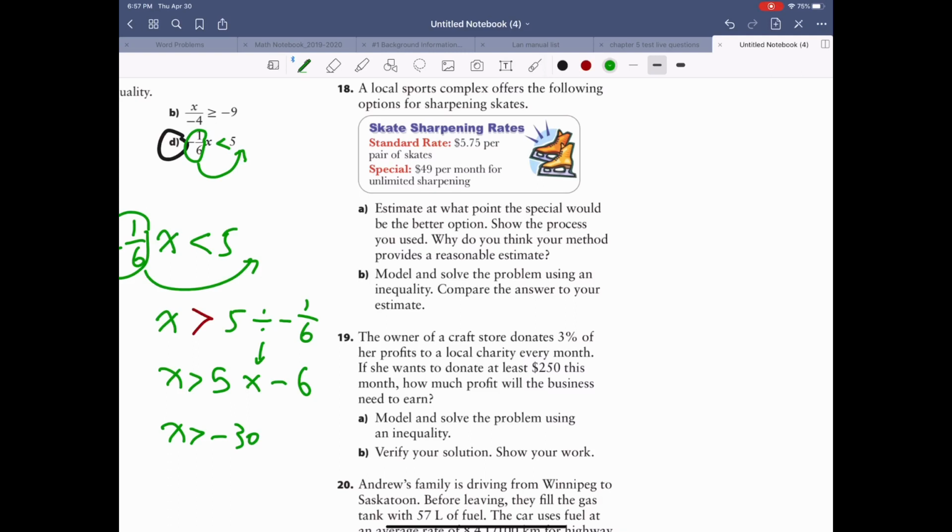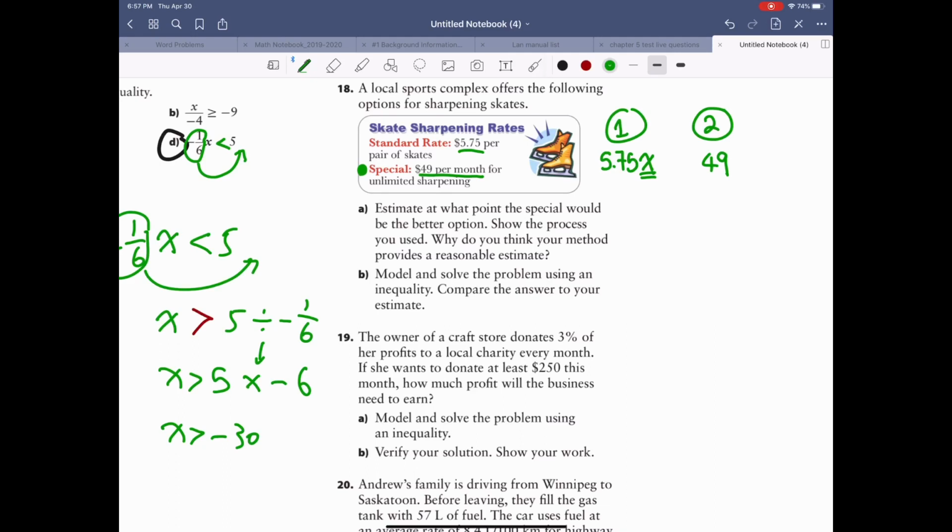Okay, so you want to know this, when will this be a better option? So basically these two deals are that much dollar per pair of skates per month, and that's a flat rate of 49 per month. So basically you have two options, option 1, option 2. Let's just set those options up. So the standard rate is 5.75x. What x is in this case is how many pairs of skates you are actually going to sharpen, okay? And option 2 is $49, a straight fee, okay, unlimited. So all you can sharpen basically.